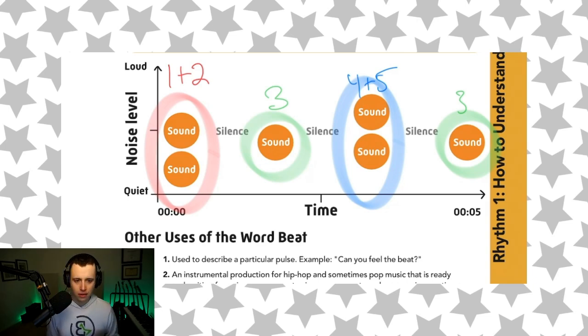So there you go. Every time we go through this series of pulses, 1 plus 2, 3, 4 plus 5, 3: 1 plus 2 is happening one time, 3 is happening 2 times, and 4 plus 5 are happening 1 time. Let's listen through this example one more time, and I'm going to call out the beats as they happen.